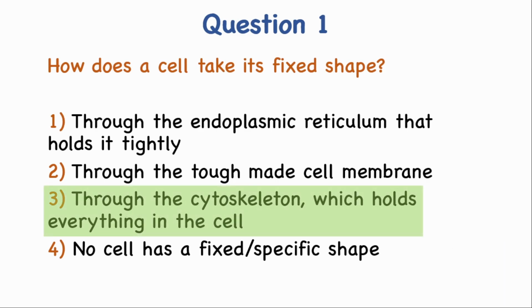We said that everything in the cell is connected to the cytoskeleton, which gives the cell its shape, and we compared it to the columns and walls in the factory.